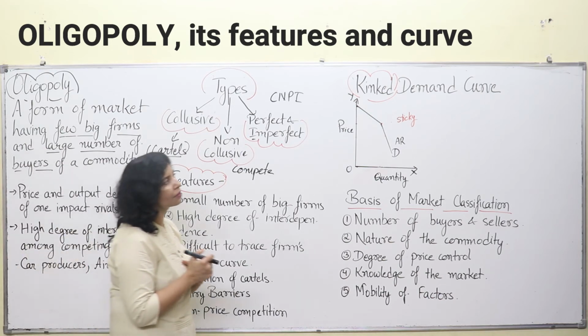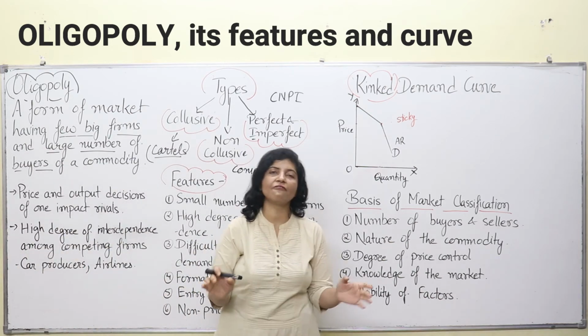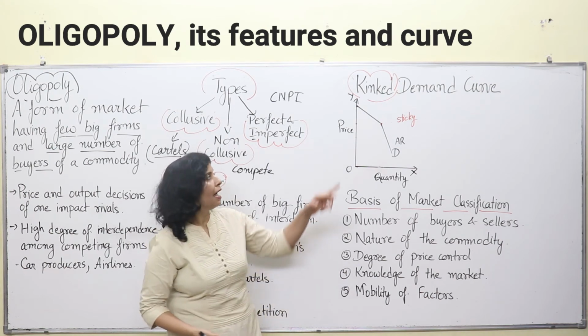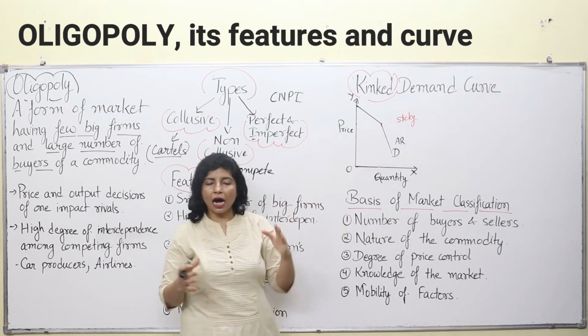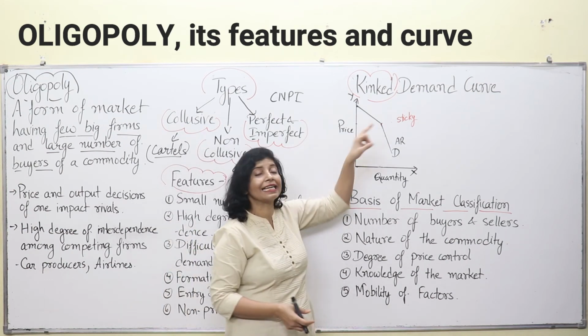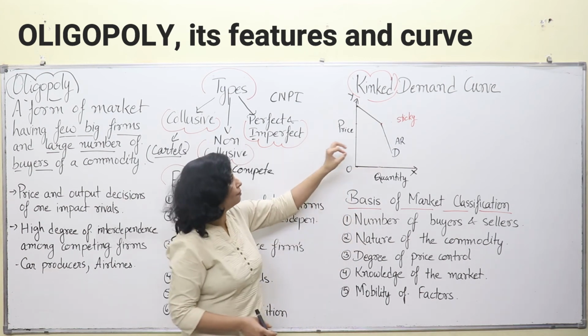Then come on to the demand curve of an oligopoly firm. It's difficult to frame a demand curve. Why? Because prices are sticky over here. And here we will discuss how the curve happens in the oligopoly market. This is a simple demand curve, but it has a kink, a curve.